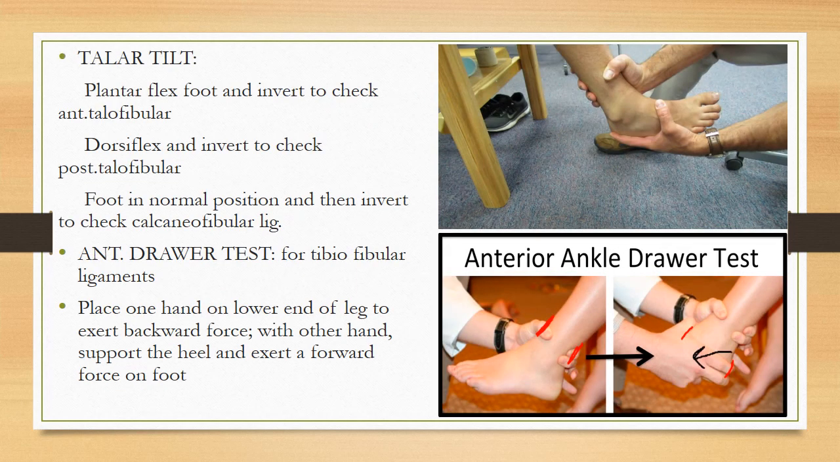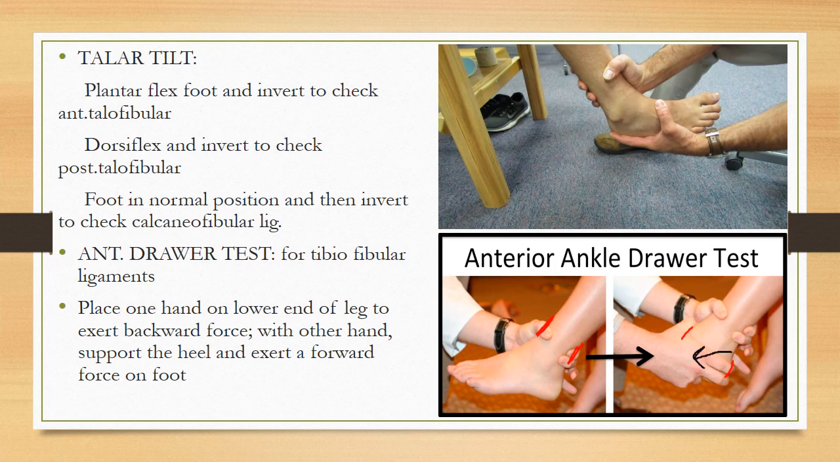Next is the talar tilt. Now, if the patient has particularly come with an ankle injury, then these ankle integrity tests are very important to be done. If you just let the foot hang and you plantar flex the foot and then you invert the foot, that checks the integrity of the anterior talofibular ligament. If you dorsiflex the foot and then you invert, it is to check the posterior talofibular. If the foot is hanging in the normal position and then you invert, it is to check for the calcaneofibular ligament. Then you can also do the anterior draw test, which is for tibiofibular ligaments.